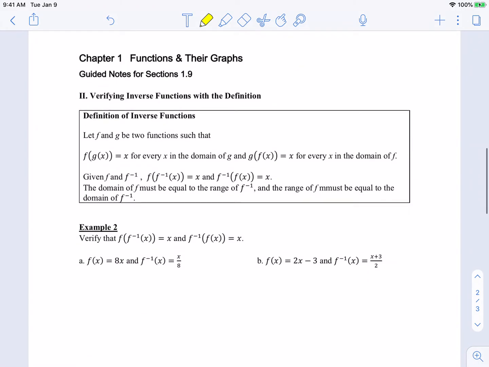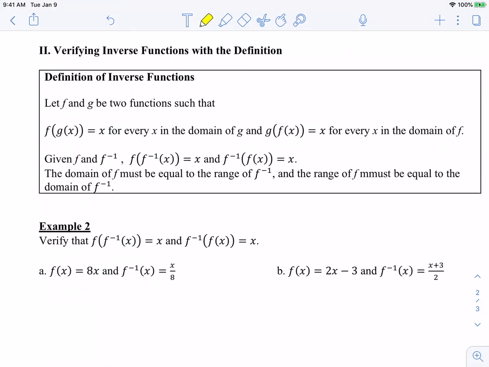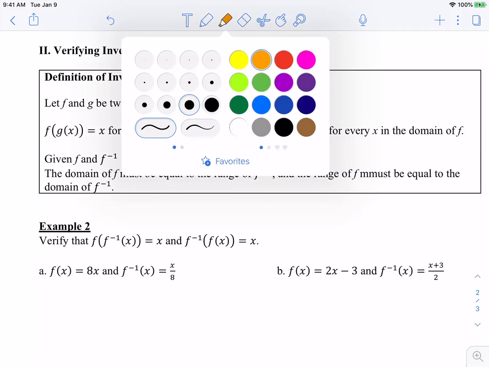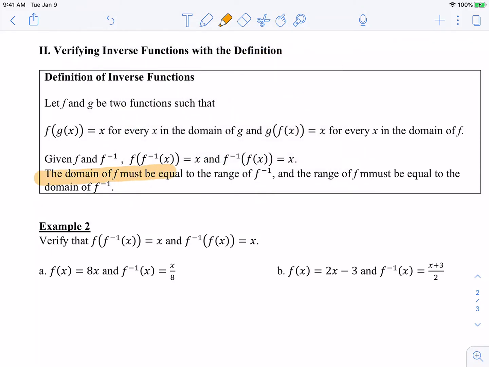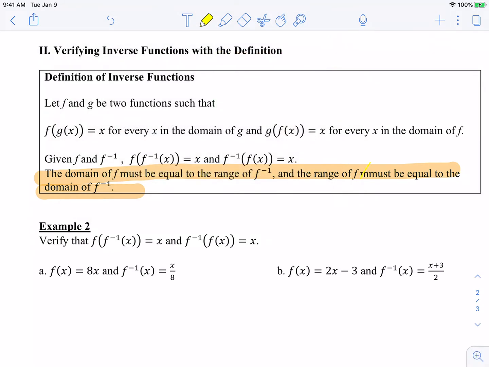Now let's go to the definition. The definition, again, we're talking about the domain and range. Okay, so that's highlighted here, that the domain of f must be the range of its inverse, and the range of the function must be the domain of the inverse. Okay, now let's look at the composition.